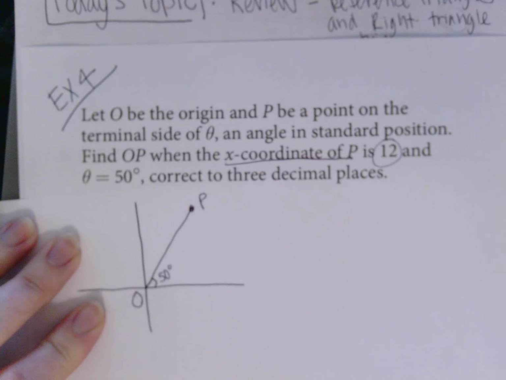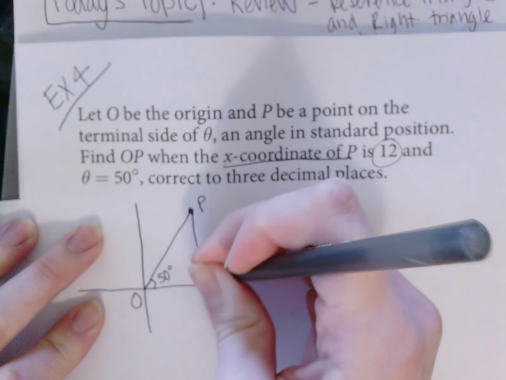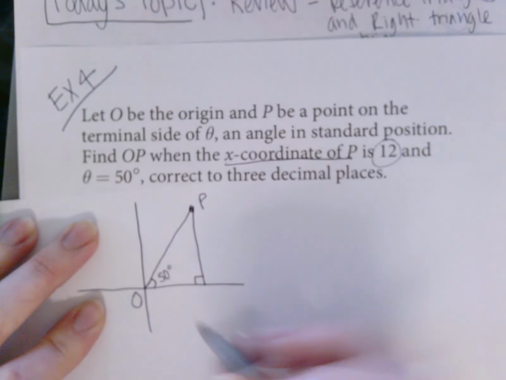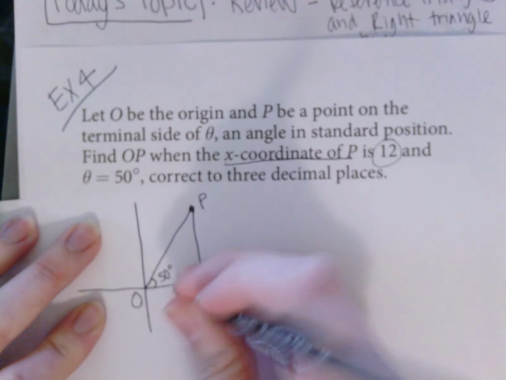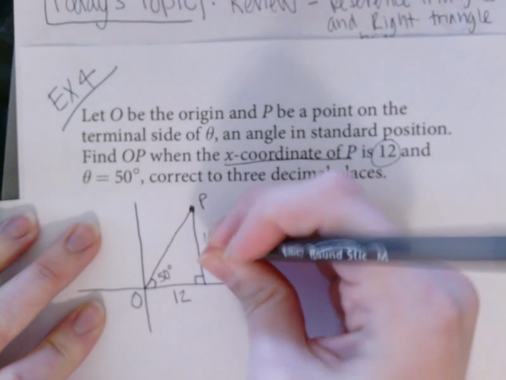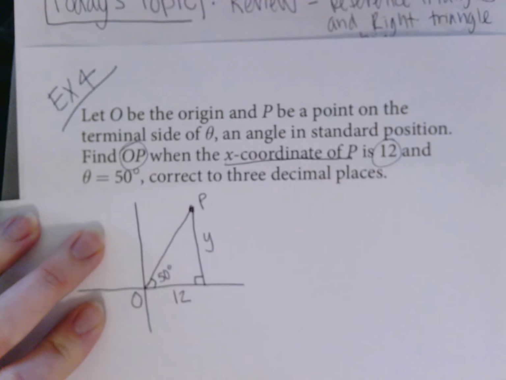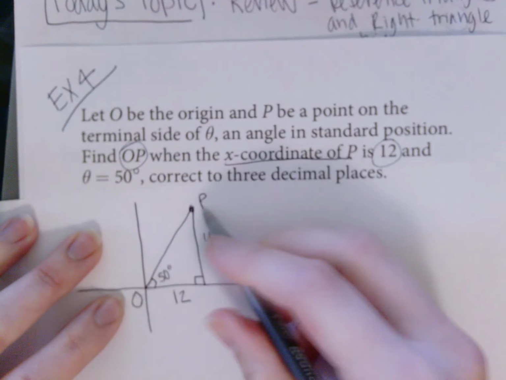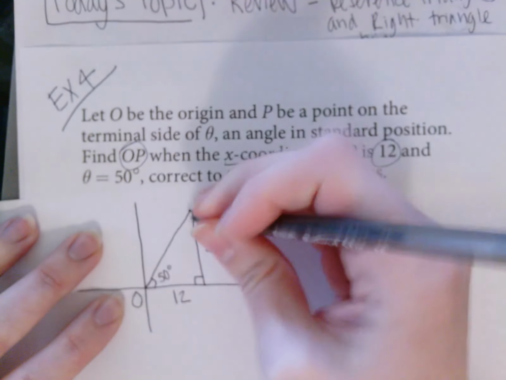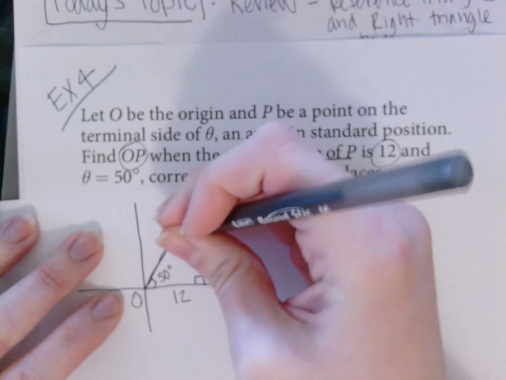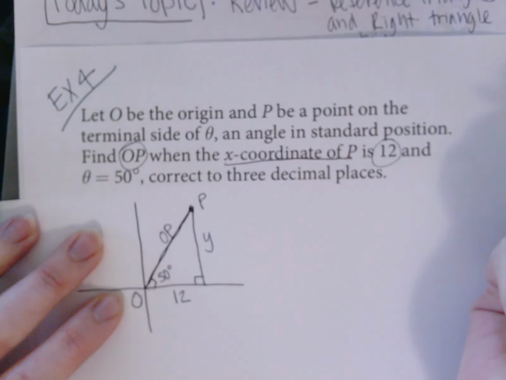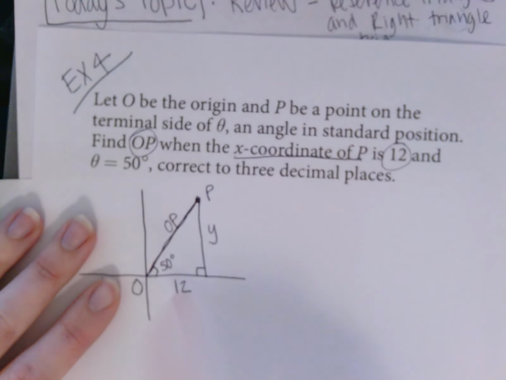So if I draw a reference triangle here, to get to point P, I have to go 12 units to the right and y units up. They have asked me to find OP. OP is the length from O to P, and so that is the hypotenuse here. And that is my question mark. All right, well, I only have one side, so the Pythagorean theorem is inappropriate here. That means I'm using a trig ratio, and I am going to label my sides.